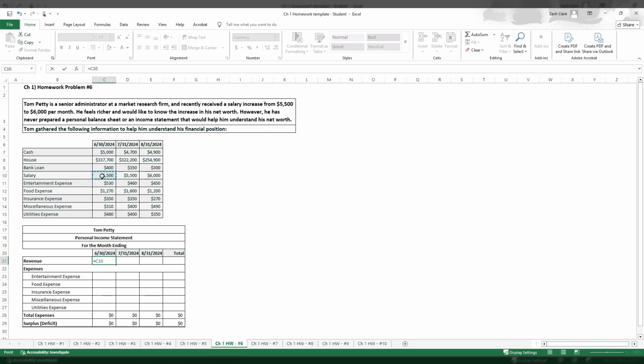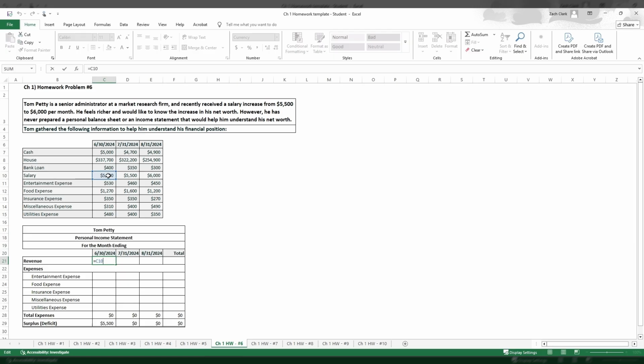And we're going to say salary. So it's a little bit hidden in the name, but salary is what you earn at a job. For personal finance, as we're talking about in chapter 1, that is a very common form of revenue that individuals will have. Okay, so that is this.